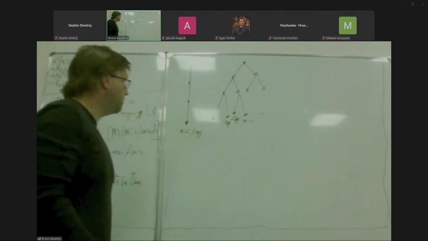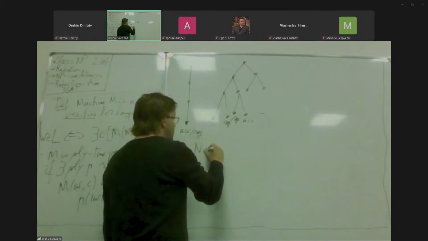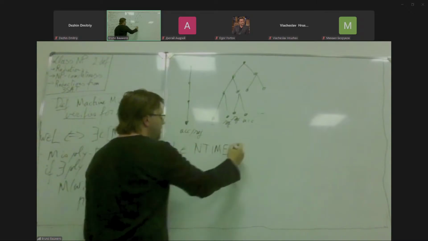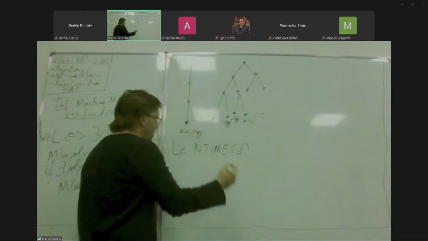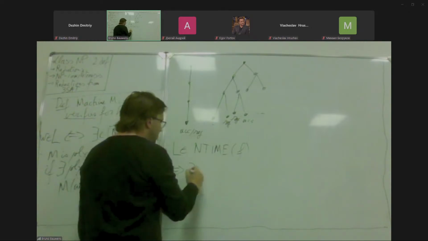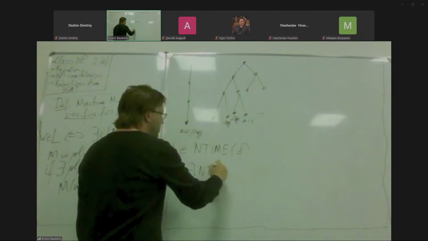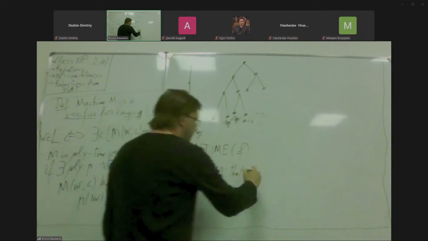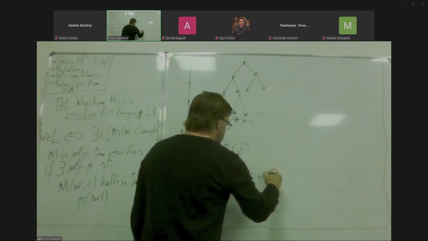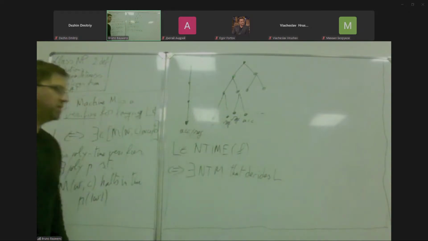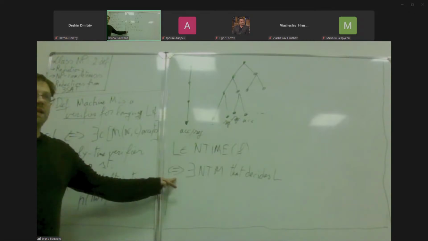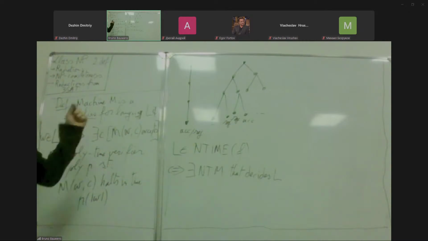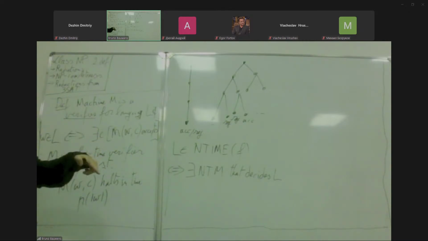So that's the definition. And now we can define the class NTIME. A language L is in NTIME of f if and only if there exists a non-deterministic Turing machine that decides the language. So this is also a short definition. This definition is the reason why we use the name NP, non-deterministic polynomial time.